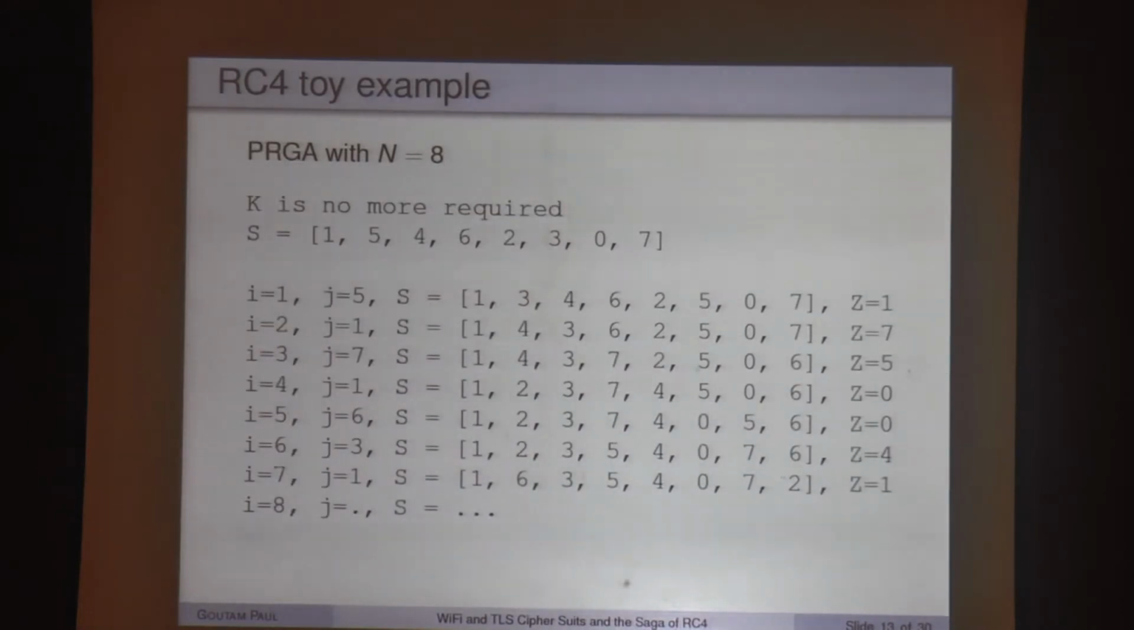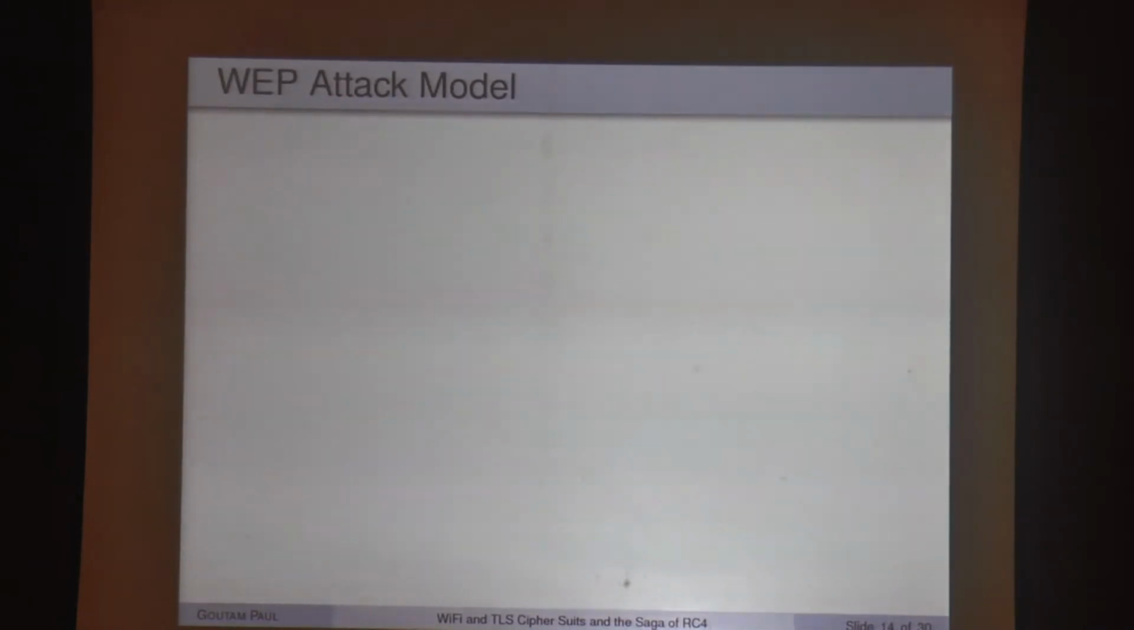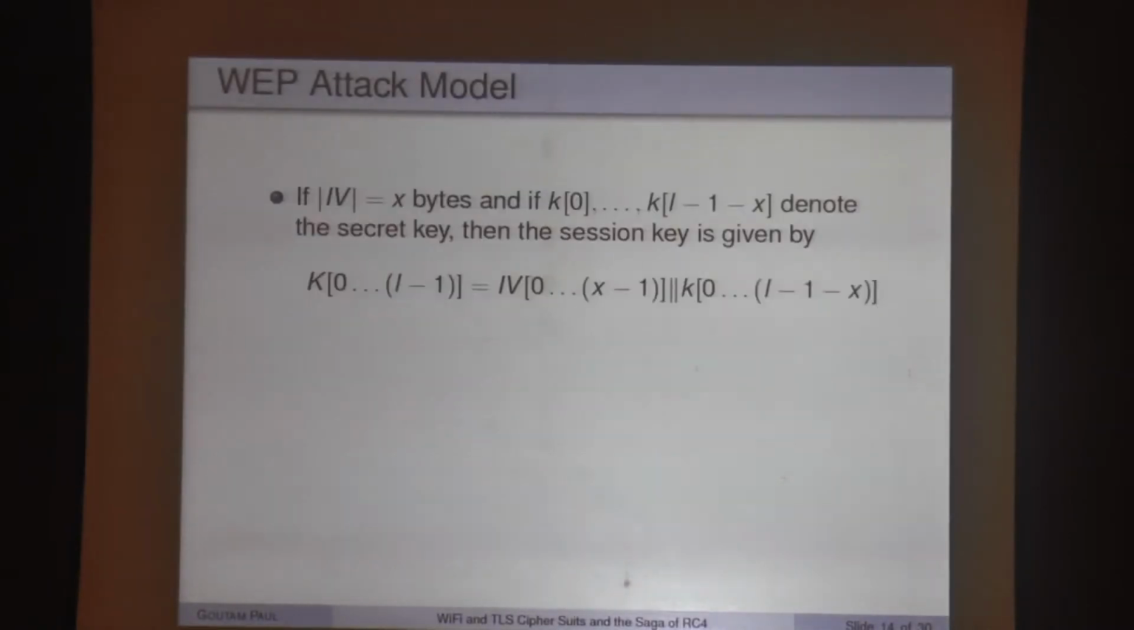Similarly, you can follow PRGA, and these are the key stream bytes, the output bytes. These will be bitwise XORed with the message bytes to give you the encryption. Fine. So, the WEP attack model. How was the WEP attack produced?